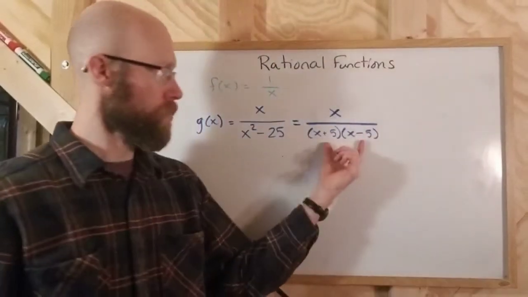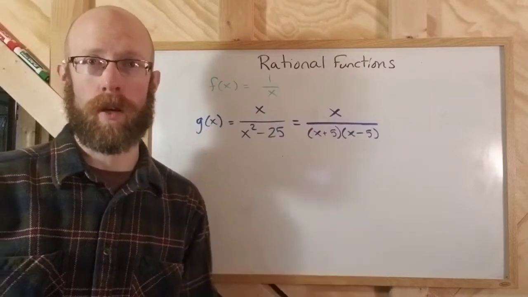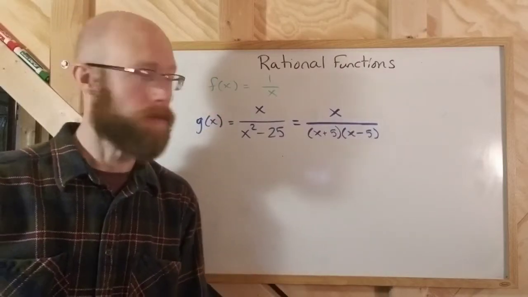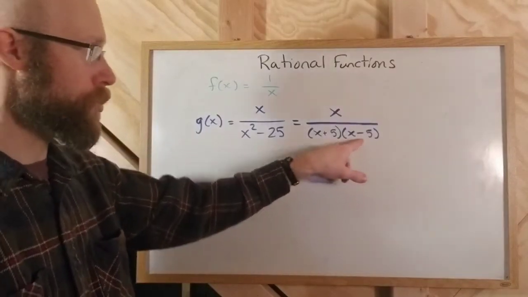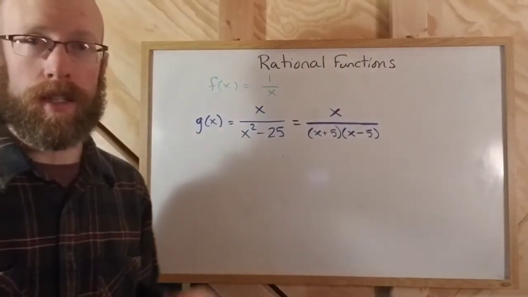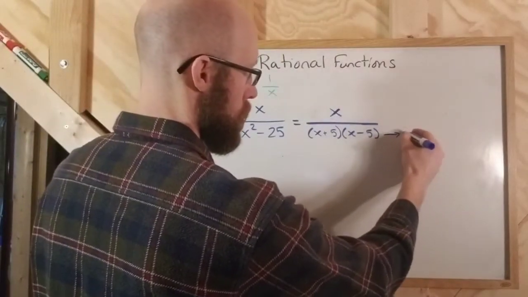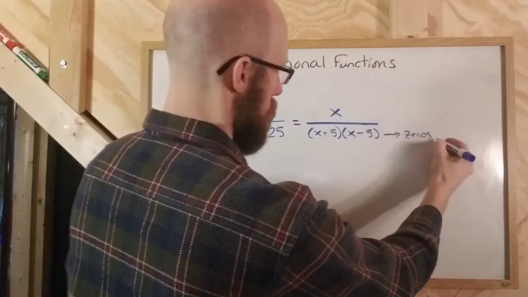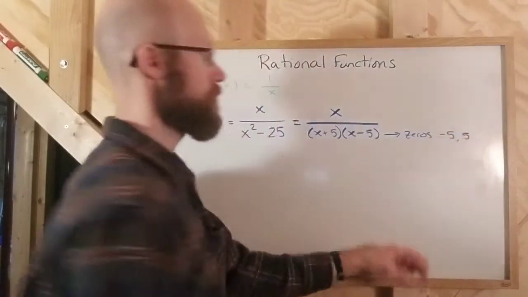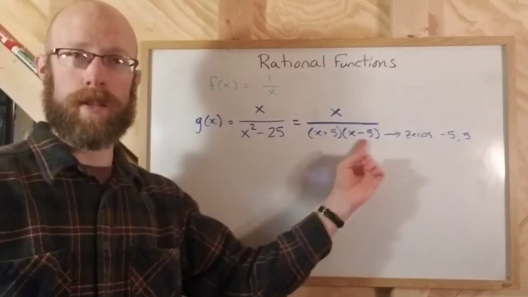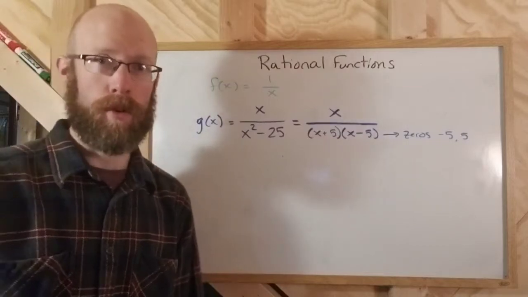Now factoring is going to be a very important skill as we move through rational functions, and really with polynomials as well. I have two factors in the denominator, which means the zeros are negative 5 and positive 5. Negative 5 is from this one, and positive 5 is from this one. It's always the opposite sign of what's in the parentheses.